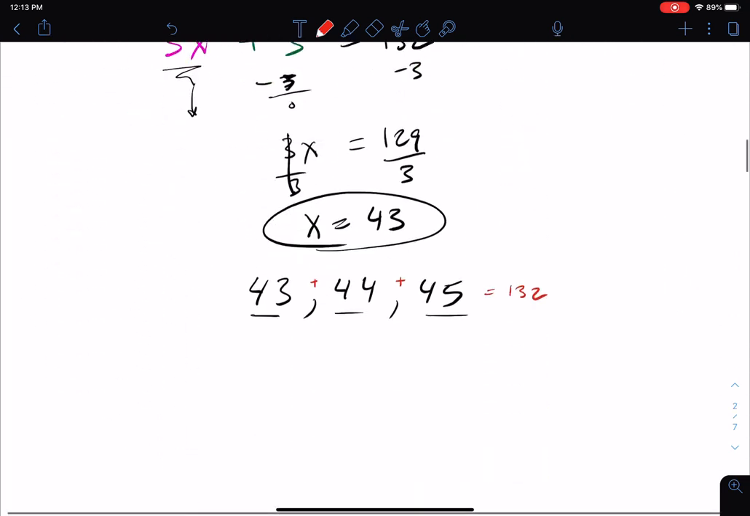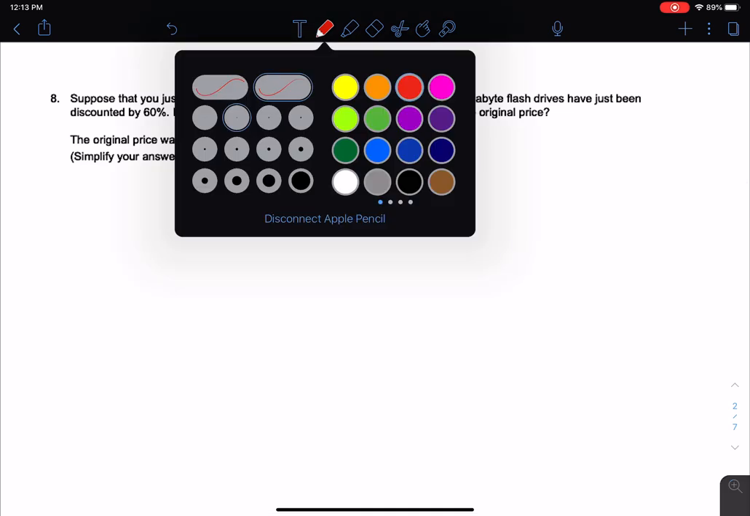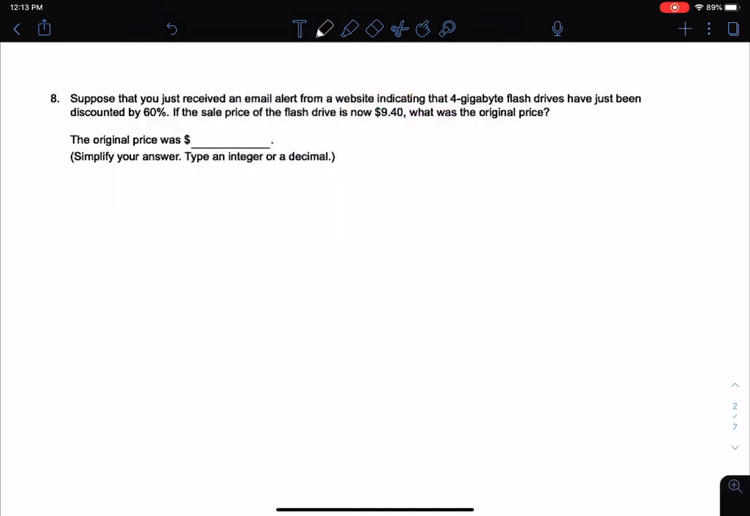Okay, let's take a look at number 8. Number 8 says, suppose that you just received an email alert from a website indicating that a 4 gigabyte flash drive has just been discounted by 60%. If the sale price of the flash drive is now $9.40, what was the original price?